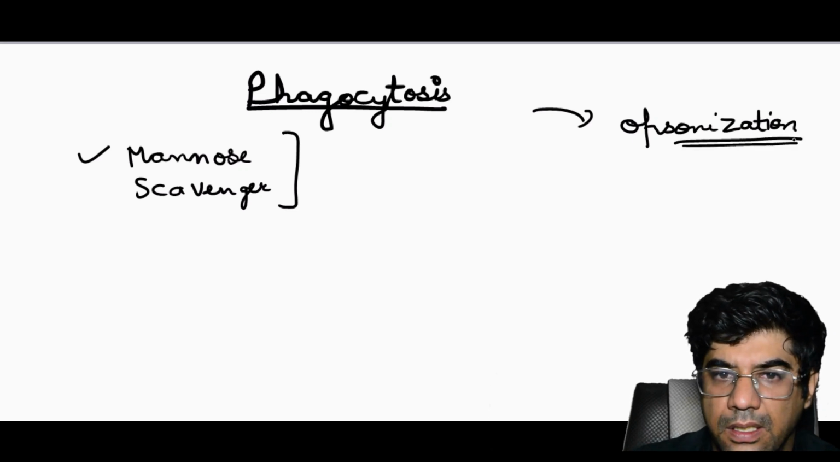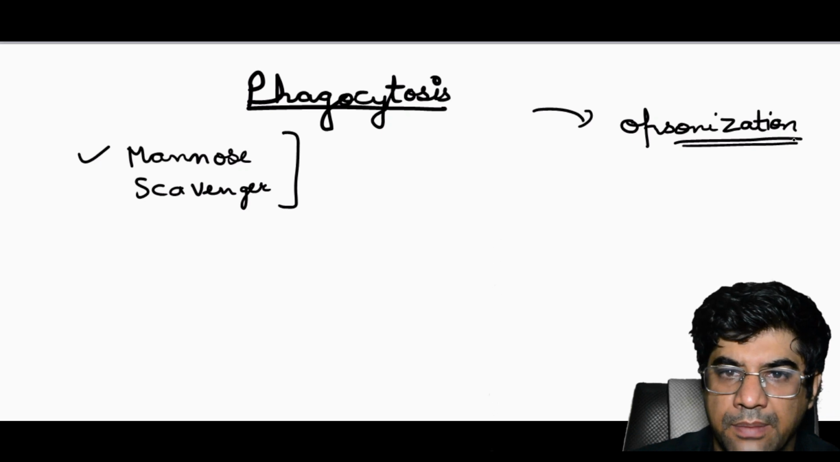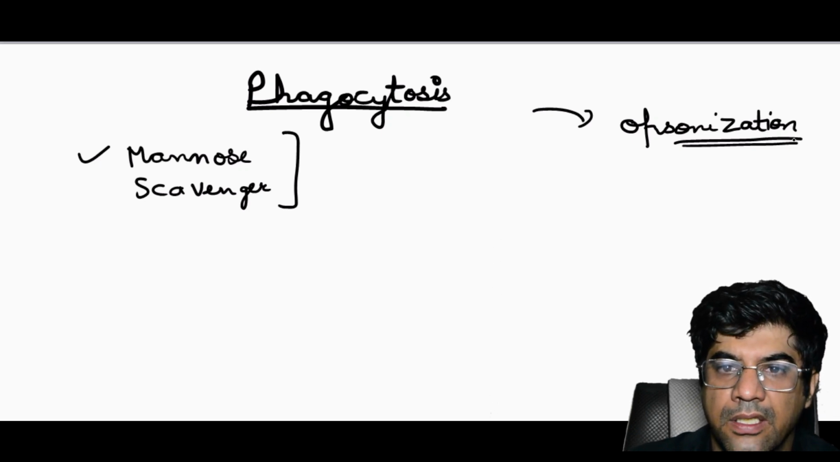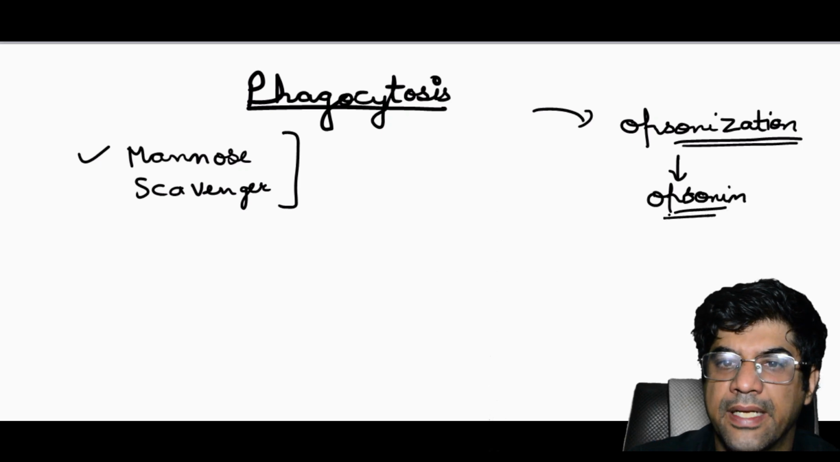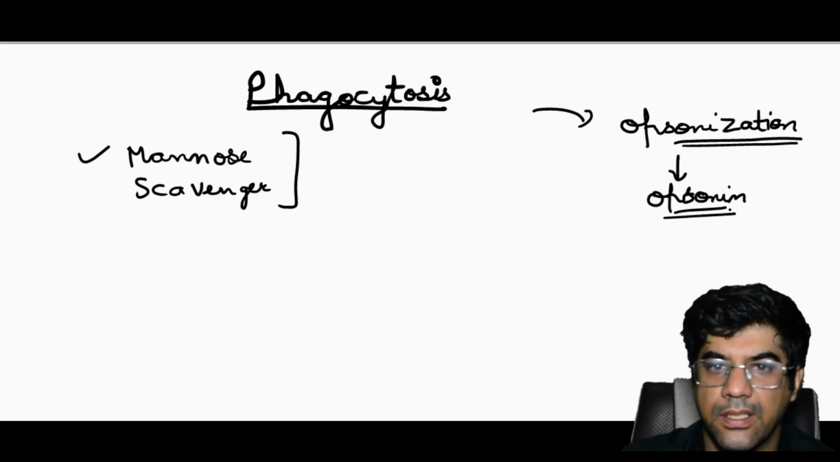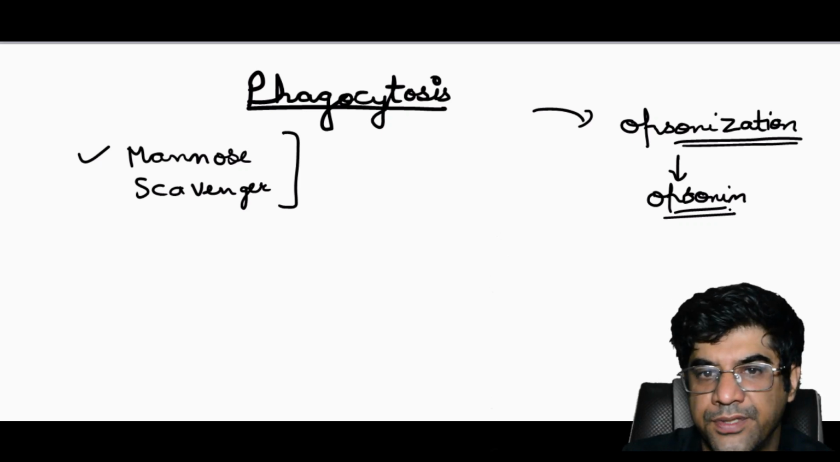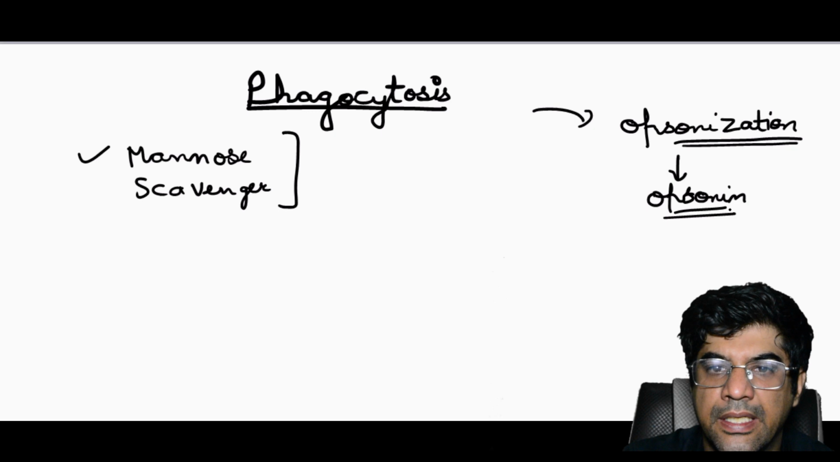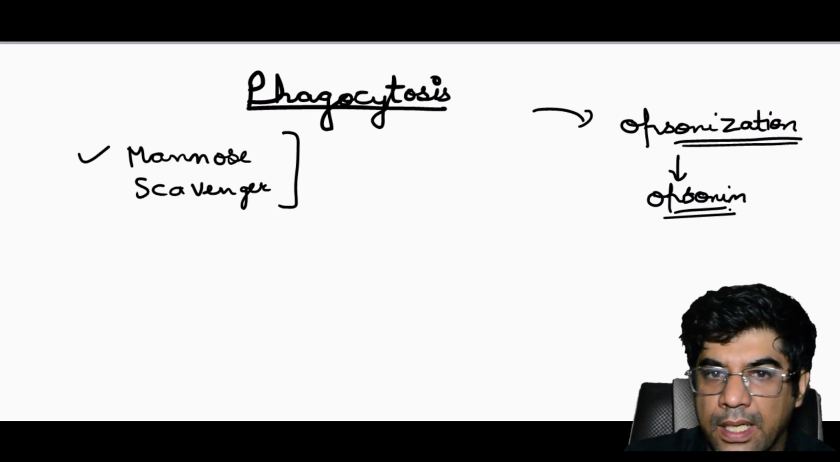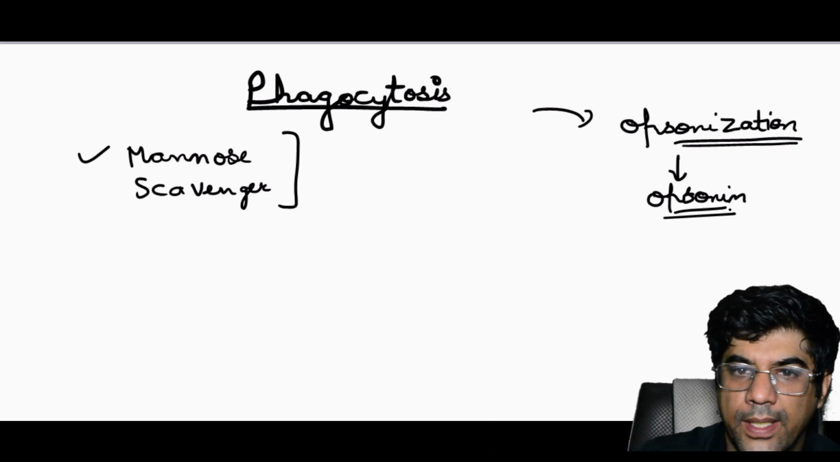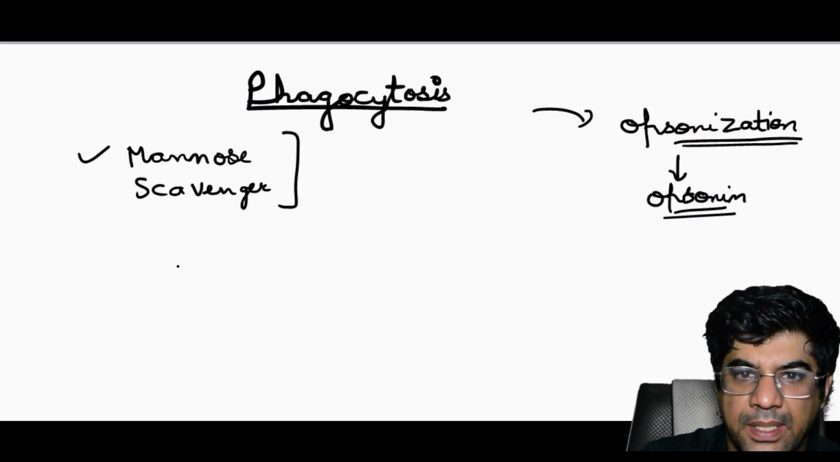the process starts when the microorganism is coated with special proteins that are known as opsonins, and this coating is known as opsonization. This opsonization helps the phagocytic cells bind more easily to the microorganism. So what are the main opsonins and their receptors?